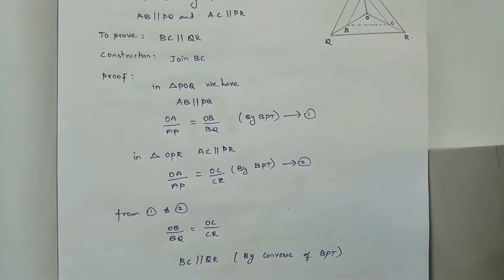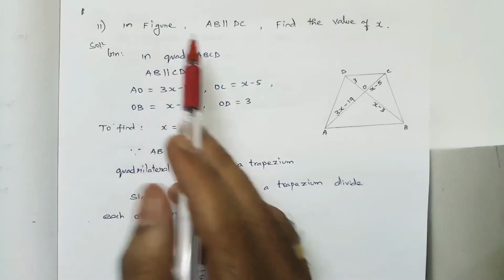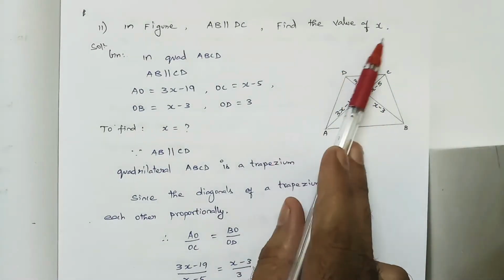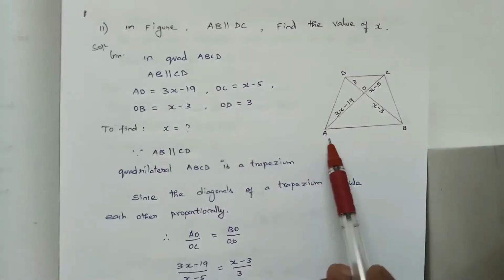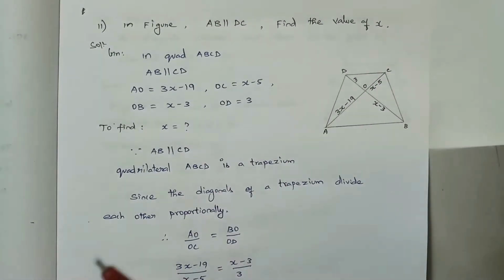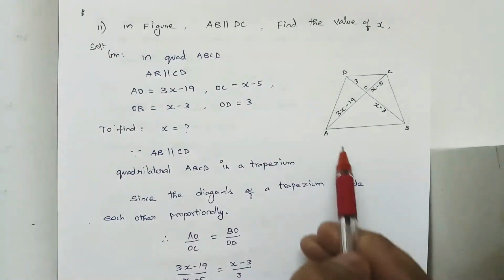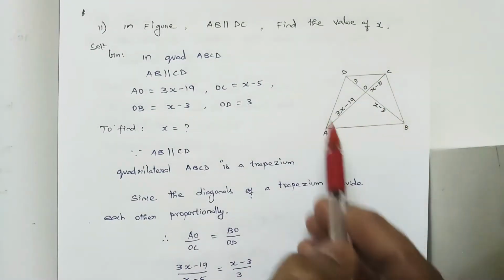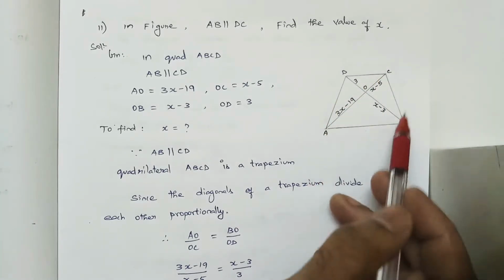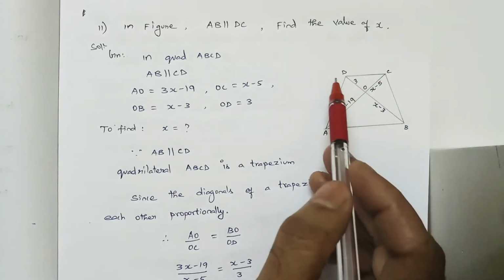Next sum. In the figure, AB is parallel to DC. Find the value of X. Here they have given that the line AB is parallel to DC. So this is a quadrilateral, in quadrilateral ABCD, AB is parallel to DC.